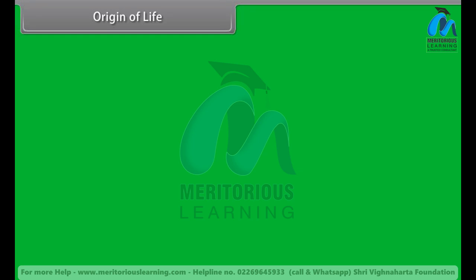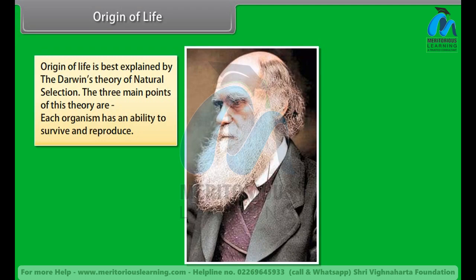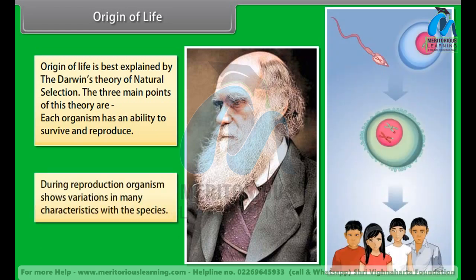Origin of life. Origin of life is best explained by Darwin's theory of natural selection. The three main points of this theory are: each organism has an ability to survive and reproduce. During reproduction, organisms show variations in many characteristics within their species.